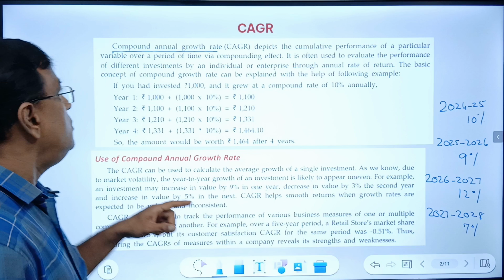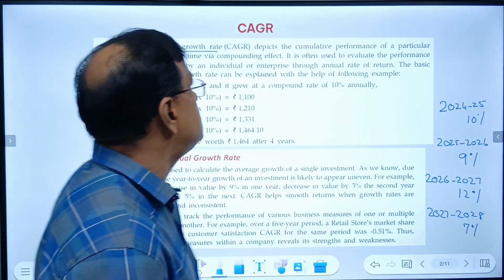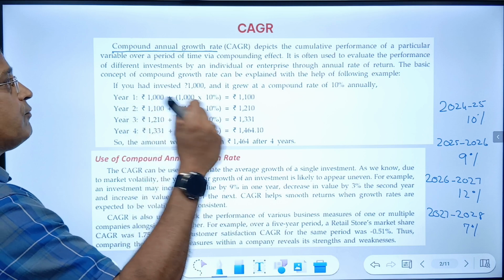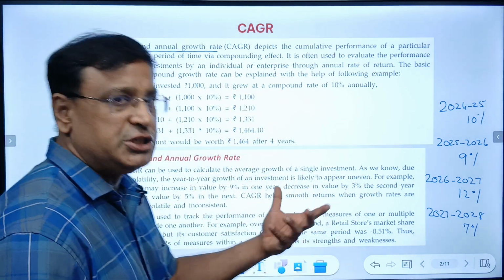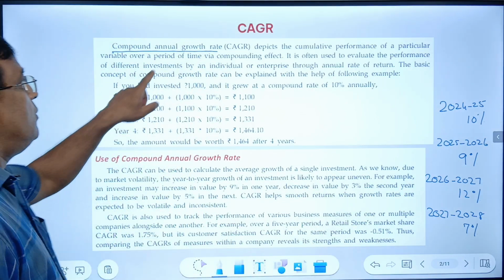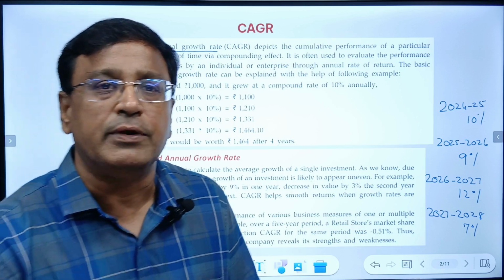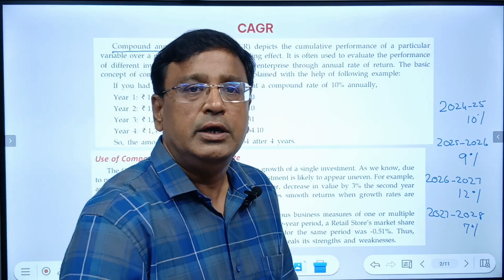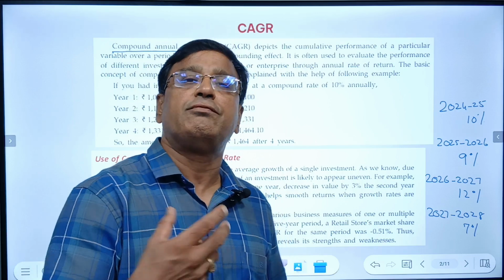So compounded annual growth rate addresses these types of issues. What is that actually? It's a cumulative performance of a particular variable. Here the variable may be a share or investment, through a compounding effect. You understand what is the compounding effect? Is it for 1 year? Is it for 2 years? Is it for 3 years? It may be for 4 years. It may be for 5 years.